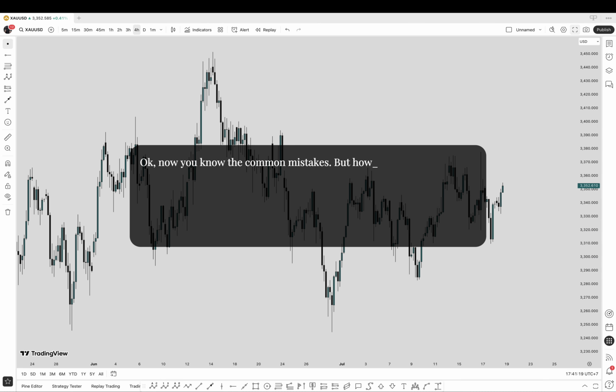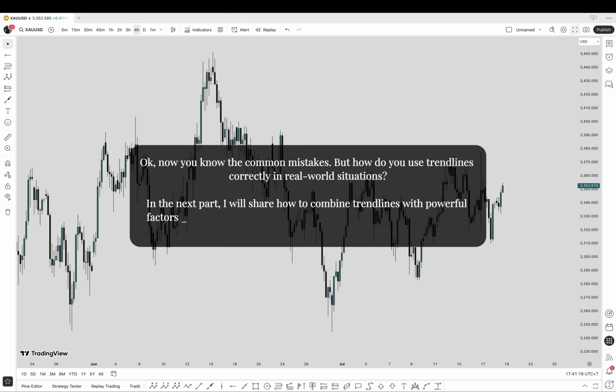Okay, now you know the common mistakes. But how do you use trend lines correctly in real-world situations? In the next part, I will share how to combine trend lines with powerful factors, such as supply and demand, Fibonacci, and price structure, so you can place orders with more basis, no more guessing.